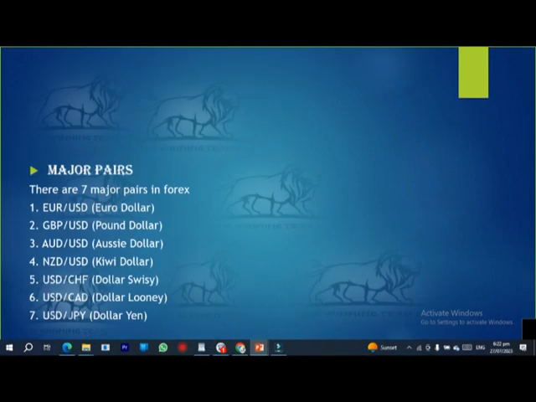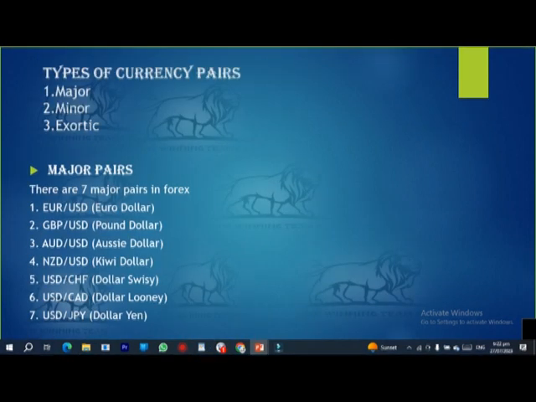Okay, so our next topic is types of currency pairs. Please, if you are writing, just follow me back to back. Types of currency pairs. We have the major currency pairs, we have the minor currency pairs, and then we have the exotic currency pairs. I'll take it again. We have the major, we have the minor, and then we have the exotic.